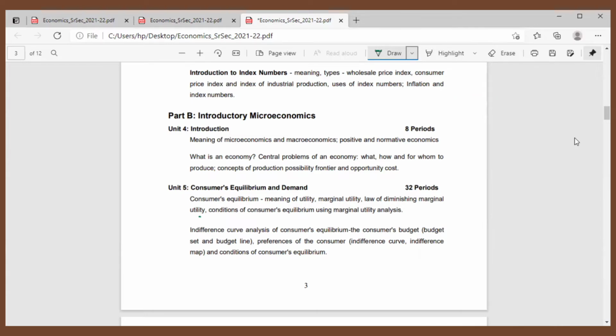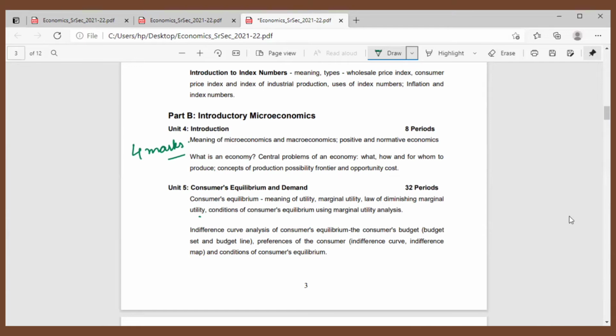Unit 4, introduction, covers topics such as the meaning of microeconomics, positive and normative economics. A brief description is also given of the difference between micro and macroeconomics. Macroeconomics you will study in class 12th, but a brief description is given about the difference between micro and macro. Then we have what is an economy, the central problems, what, how, and for whom to produce, the concept of production possibility curve, and opportunity cost. So the introduction part is of 4 marks.